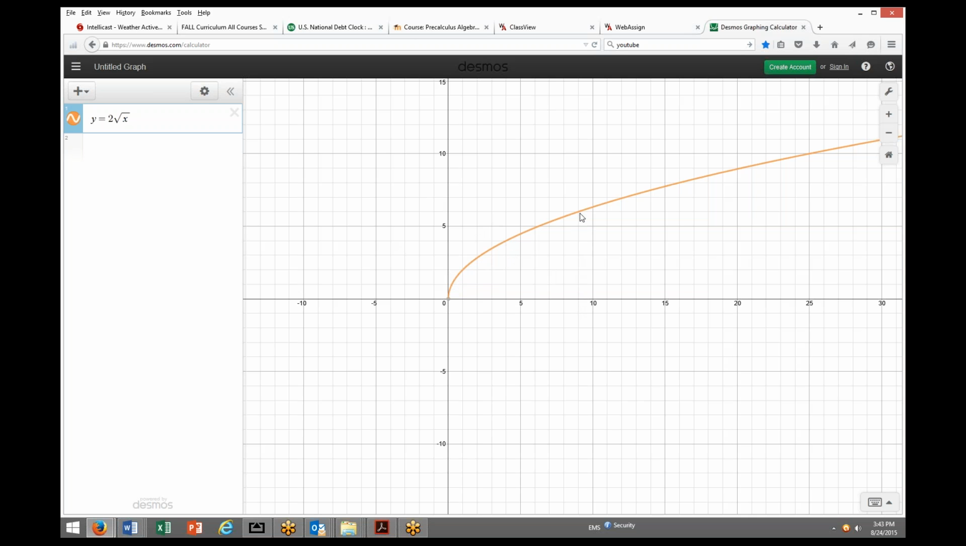Since the square root of 9 is 3, 2 times the square root of 9 is 6, and so that's right on the graph of y equals 2 times the square root of x, right here, the point (9, 6). So I do hope you find using the Desmos program helpful to you.